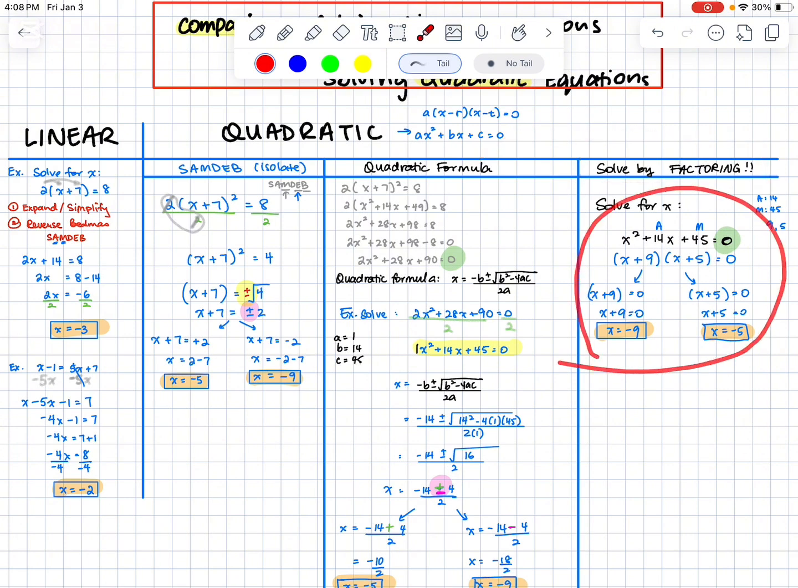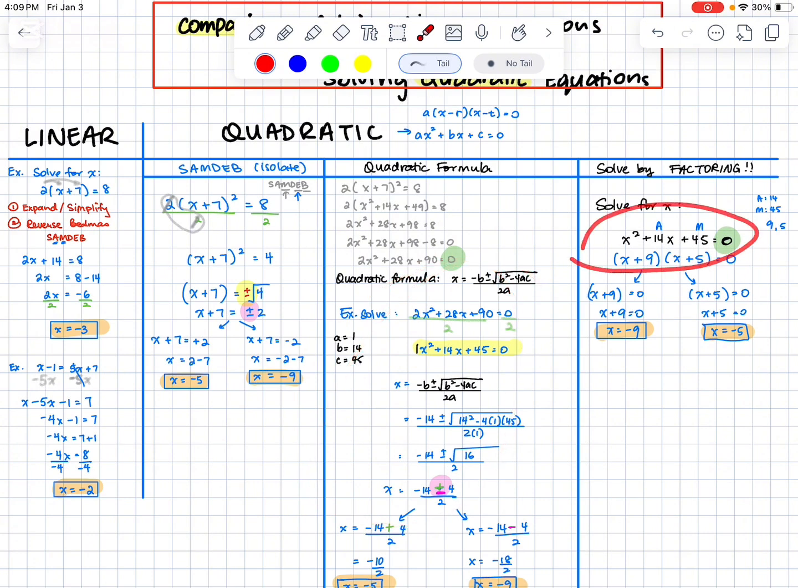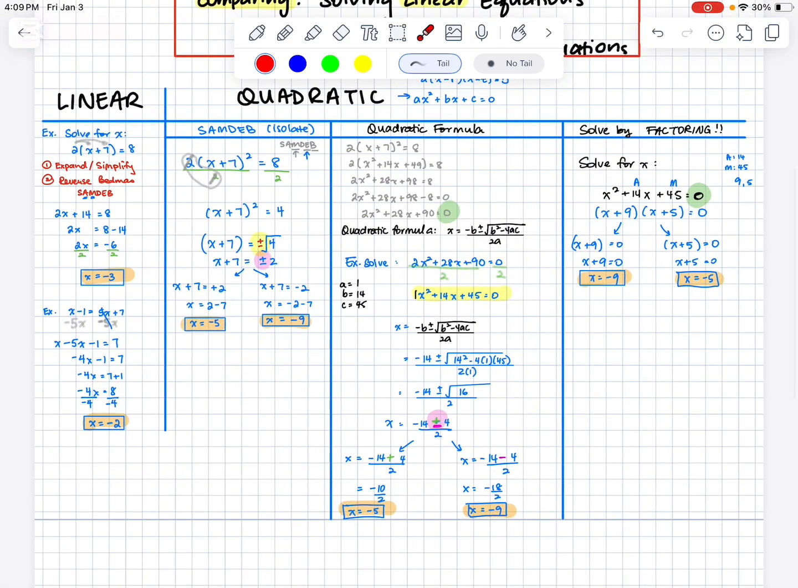If you're unable to solve by factoring because you forgot how or you can't find the numbers, in which case it might be impossible to solve by factoring, some of them are, then you'd be forced to use this. If it's a question with decimals, then again, quadratic formula might make the most sense. But this is the difference and this is the comparison between the three different types.